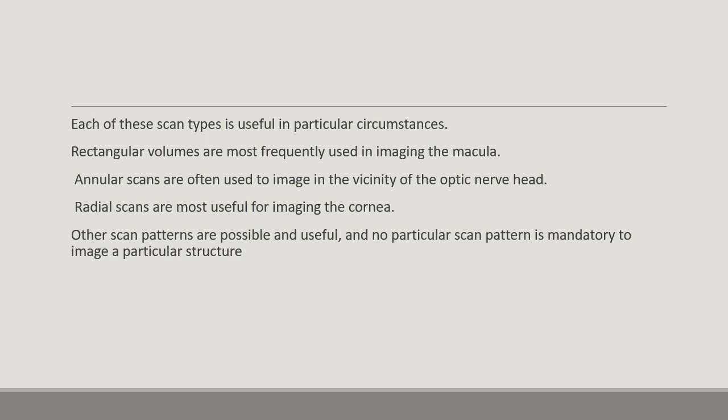Then we have the radial scans, which are mostly useful for the imaging of the cornea, and many other patterns of scans are also possible and useful. It is not a hard and fast rule that particular scans are mandatory to image a particular structure.